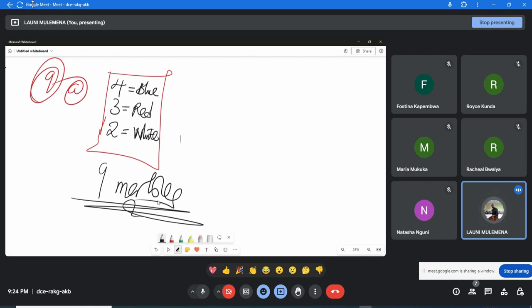Then the question is saying, what is the probability of picking at random a red marble? What is the probability of picking a red marble? Anyone with an idea? What is the final answer? What can be our answer in this case? Madam Faustina, what do you think?